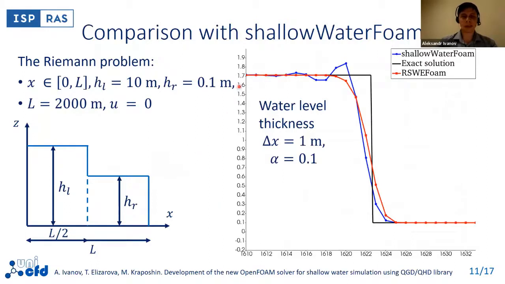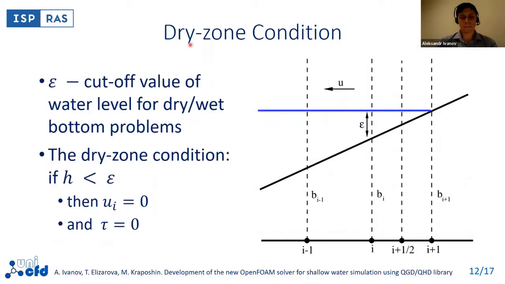Here is the comparison of the basic OpenFOAM shallow water solver with the RSWE form. One can see that the basic solver has small oscillations here, while the new solver, our solver, is in good agreement with the exact solution.